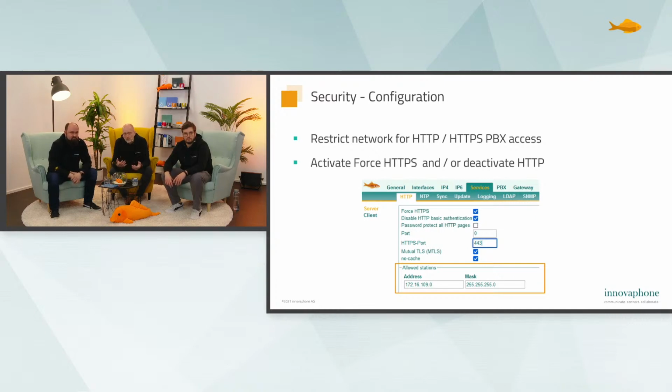And of course, you can change it also to another port if you still want to have HTTP access for some reason. And with HTTPS, it's the same. The standard port is 443, but you can change it to a different port if you like to. And you can also restrict the network that can access this PBX, I think we have said it in slides before. Yeah.